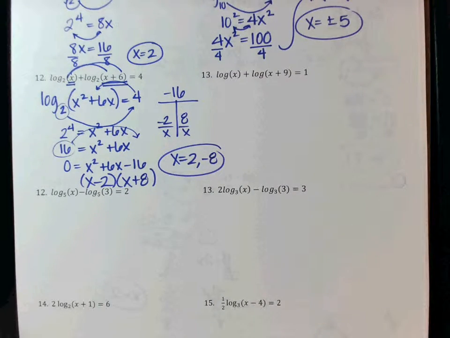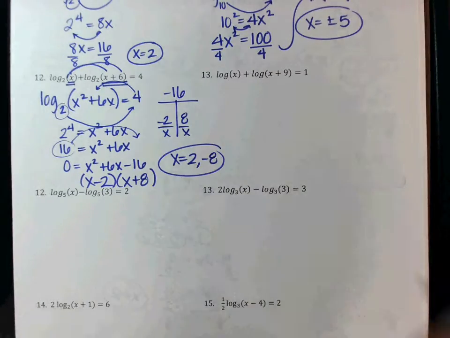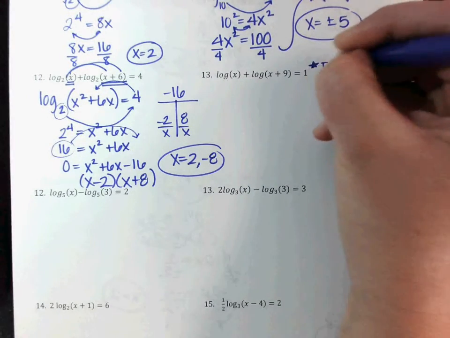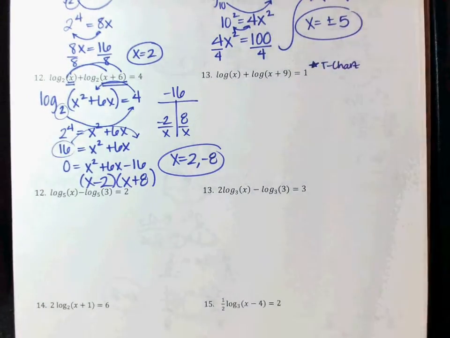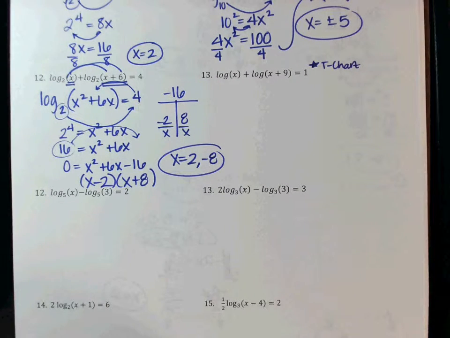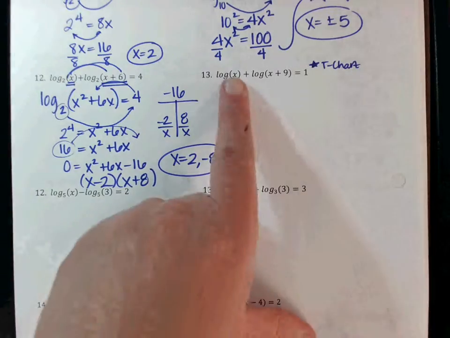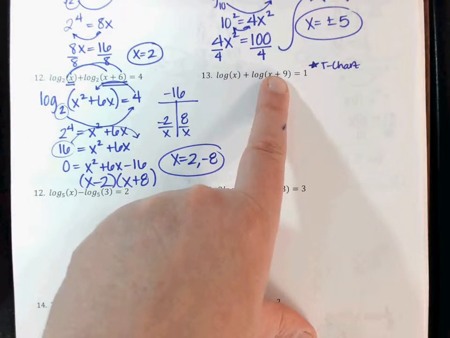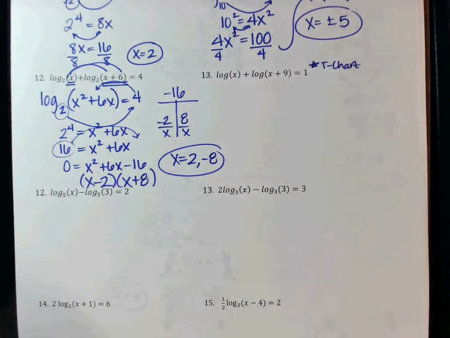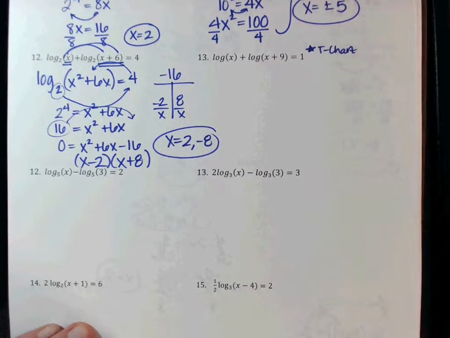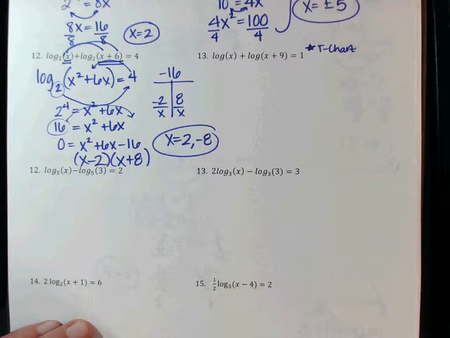Okay. Now, number 13 is going to be the same way. So if you want to put a t-chart on it, just to remind yourself, you're going to do that one on your own. So how do you know when it's t-chart? If you end up with an x times another x. Okay? Alright, now come down and look for me please at number 13. That's the next one that we're going to do.